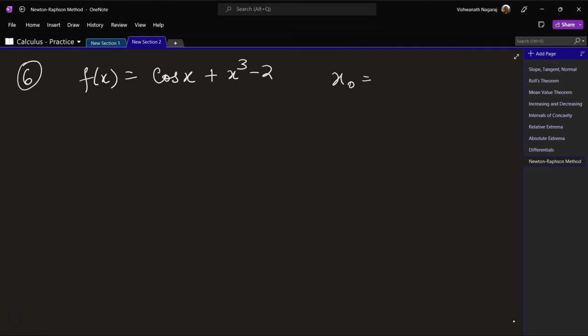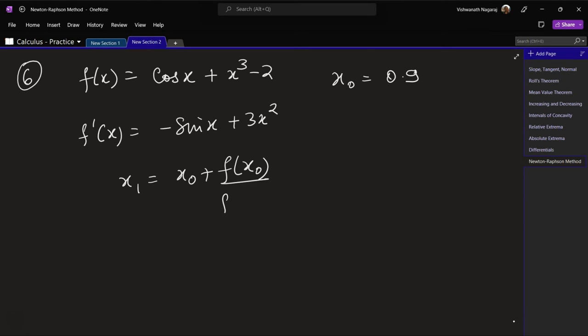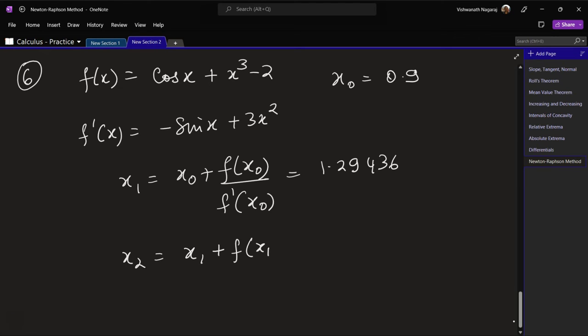Okay. Now sixth one, f of x is equal to cos x plus x cube minus 2 and x naught is equal to 0.9. Okay, f prime of x is going to be minus sine x plus 3x square. X1 is going to be x naught plus f of x naught by f prime of x naught. Evaluate this, we get 1.29436. And the second iteration will give us f of x1 by f prime of x1. This will give us 1.18574. So this is the zeros of this.